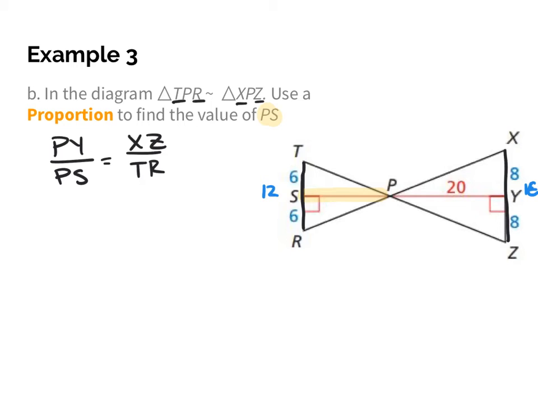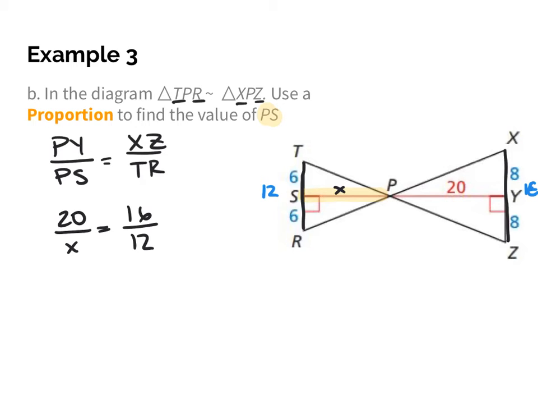Now filling in my numbers, it would look like this. I know that P to Y is going to be 20, and I'm going to compare that to P to S, which I'll label as X, okay? And then I'm going to compare that to XZ, which is 16, and its corresponding part would be 12. Okay, so I had to do a little bit of algebra here to figure out some of those unknown sides.